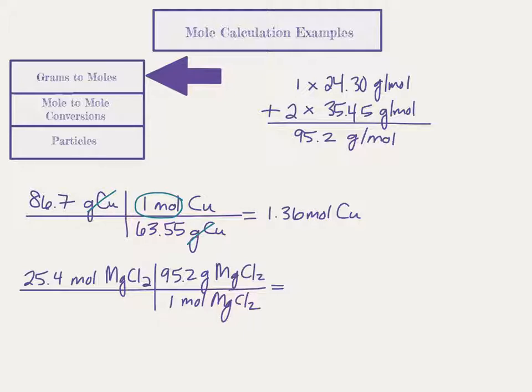Okay, now the answer for this one is going to need some scientific notation. We have 2,418.08 grams as our answer, but I only have 3 significant figures in the beginning, so I need to round. I'm going to write this as 2.42 times 10 to the 3, and then I'm going to make sure I have my units at the end, grams.